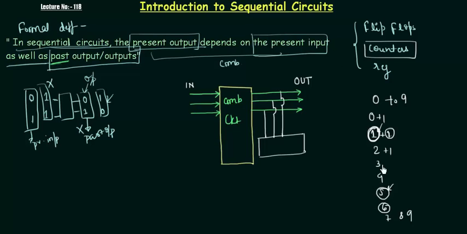Until and unless it knows what the previous output was, how is it going to add 1? So we require to store the previous output. This is a very important point in the sequential circuit. We require to store the previous output. So what we need is a memory. Okay, so what I am actually doing here is giving inputs, getting the output, and at the same time storing that particular output or outputs in my memory block.